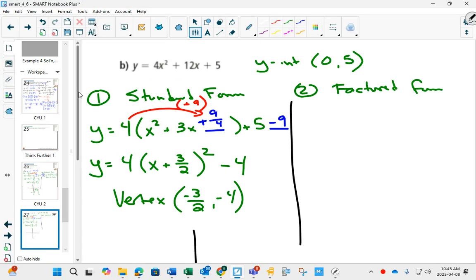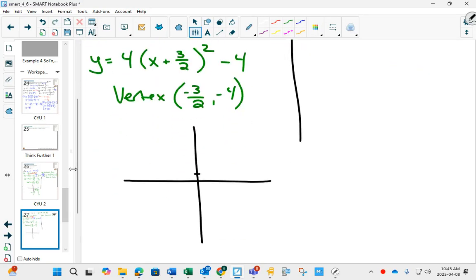So, we have our y-intercept at (0, 5). And our vertex at (-3/2, -4). 1, 2, 3, 4. (-3/2, -4). There we go.